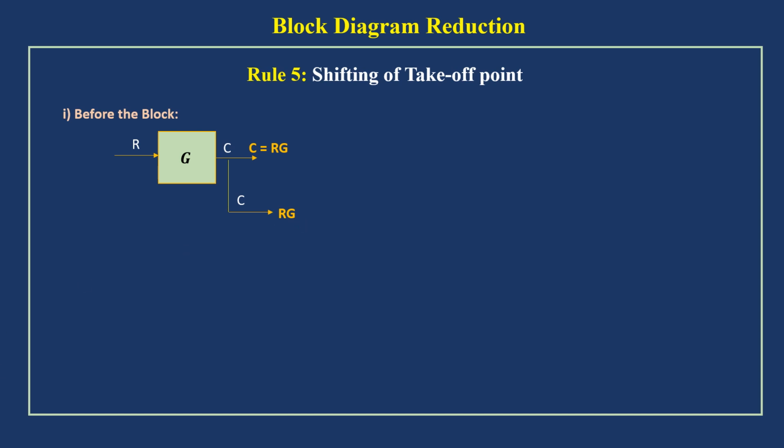Now I am going to shift this takeoff point before the block such that the takeoff point output is not changed and the main output is not changed. So we need to check both. For that we should include some other block. So first I am going to shift the takeoff point before the block. I have shifted it.